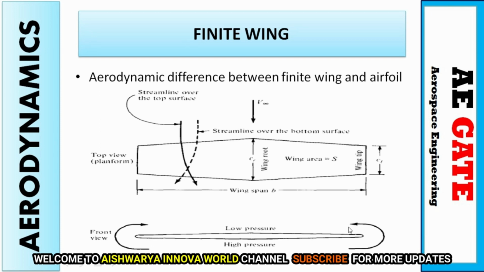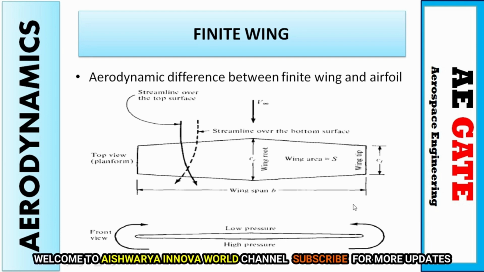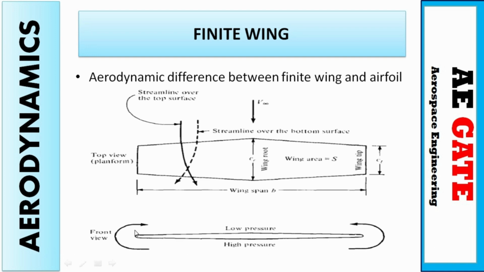Here you can see a front view of a wing where beneath the wing there is high pressure and above the wing there is low pressure. Due to this pressure difference and imbalance, the flow near the wing tip tends to curl on both sides. This pressure imbalance causes trailing vortices at the tip of the wing, which can also be called circulation.